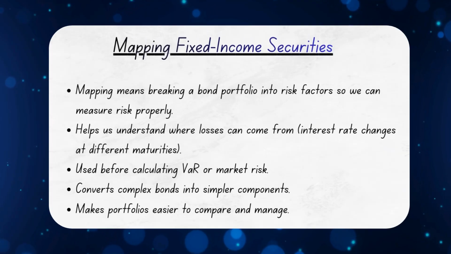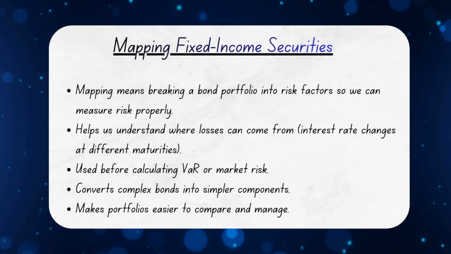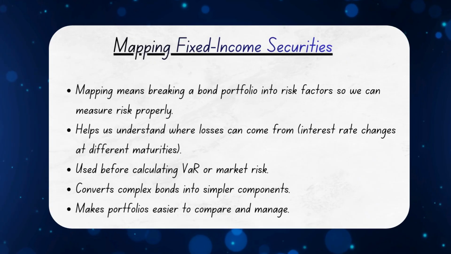When we talk about mapping fixed income securities, we're basically trying to understand one thing: where exactly the risk in a bond portfolio comes from. Think of it like breaking a big pizza into slices so you can see which slice has more cheese or toppings. A bond portfolio has risk coming from interest rate changes at different time periods.